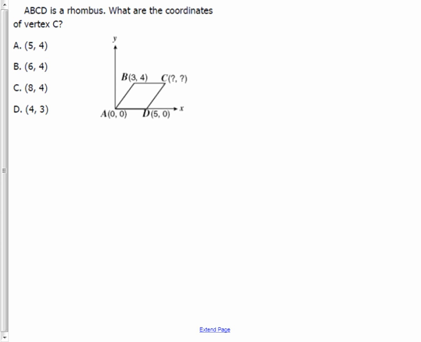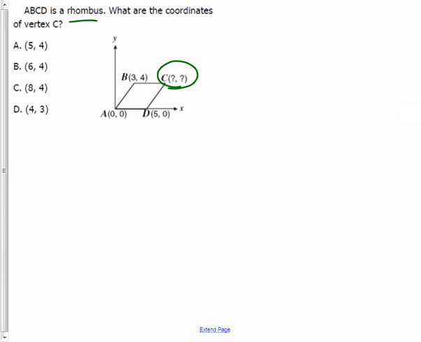So here's your first example. ABCD is a rhombus. What are the coordinates of vertex C? This is a rhombus here, and you might remember from last class that a rhombus has all four sides that are the same. Similar to a square, but it's almost like a slanted square because we don't have 90-degree angles here in the rhombus.